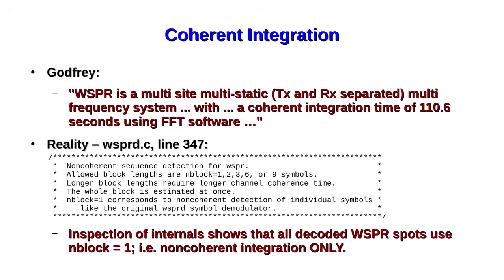As noted previously, Godfrey has asserted that whisper software performs coherent integration over 110.6 seconds using FFT software, and that this is one reason why weak signals can be decoded successfully. I decided to download that FFT software, a file named whisperd.c, and locate the code where integration was being performed. I inserted some extra print statements and ran the code on a set of raw whisper data files. In short, I found that successful decoding of spots occurred only with nblock equals 1. From the comments section of the code, nblock equals 1 corresponds to non-coherent detection of individual symbols. In short, no coherent integration of any kind is being performed at all.